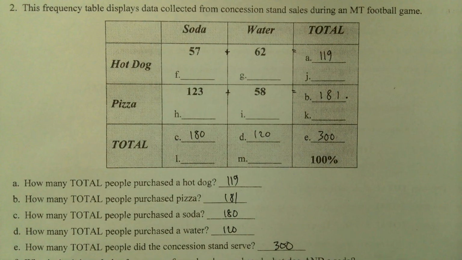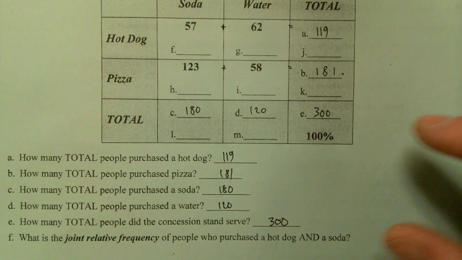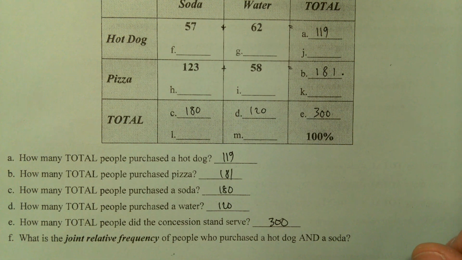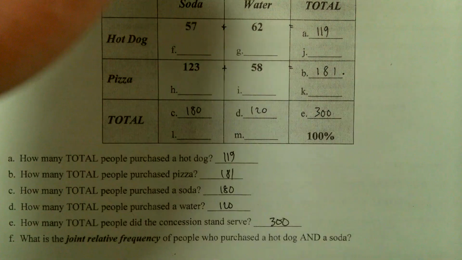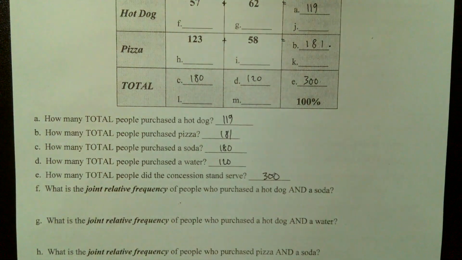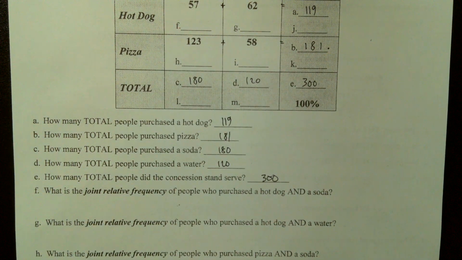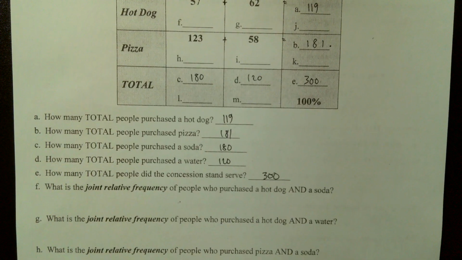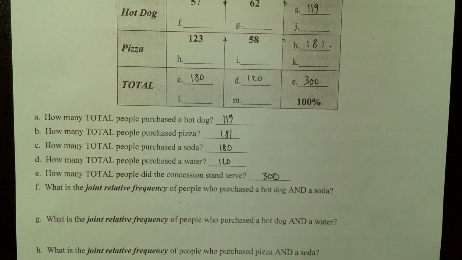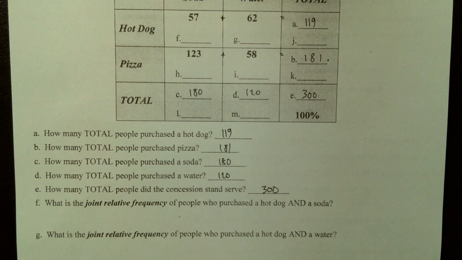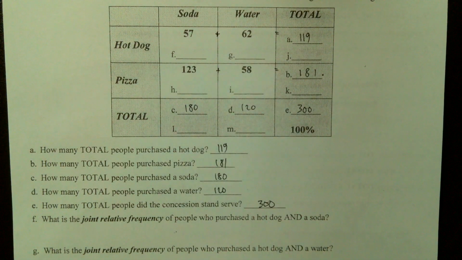On the back, we got all the totals, right? Did we not do this together? I certainly didn't do this by myself, so we must have done it together, right? Just A through E? Okay. So F says, what's the joint relative frequency of people who purchase a hot dog and a soda? Just looking at this table, where can I find the number of people that got a hot dog and soda combo? The total. Over here?